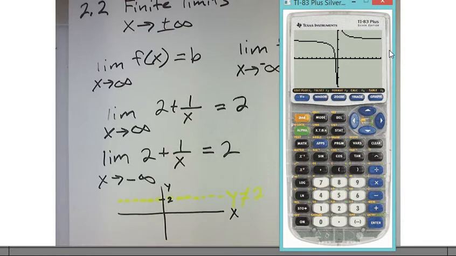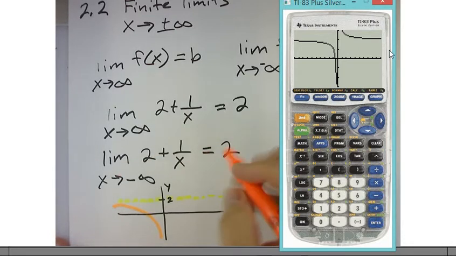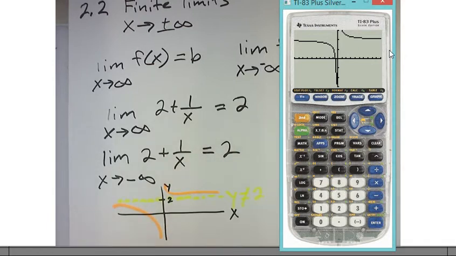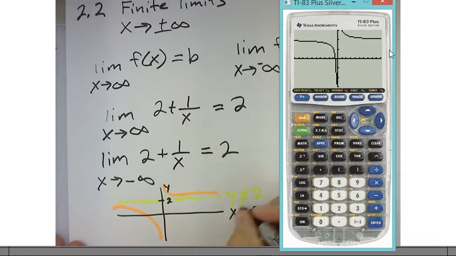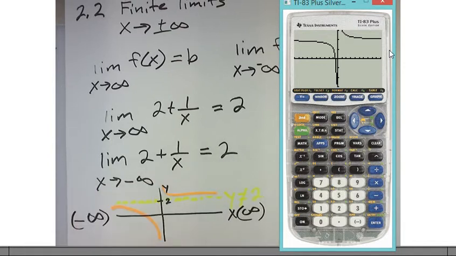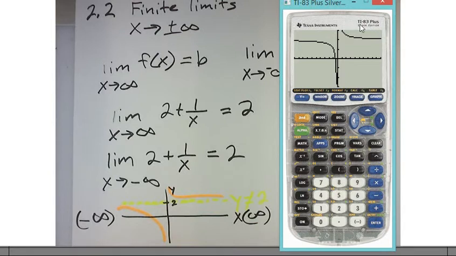And so if I graph this thing, as I come in from one side it looks one way, and if I go to the other side it looks like it's approaching another way. So as x approaches negative infinity, because this is positive infinity in the x direction and this is negative infinity in the x direction, as I come around this way, it approaches 2, and as I come around this way, it approaches 2. But it doesn't hit 2, correct?